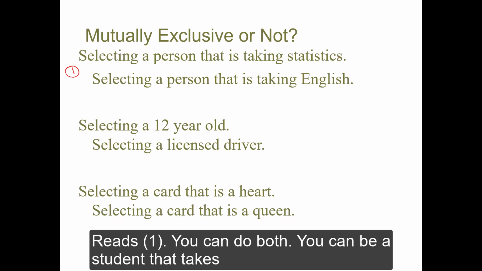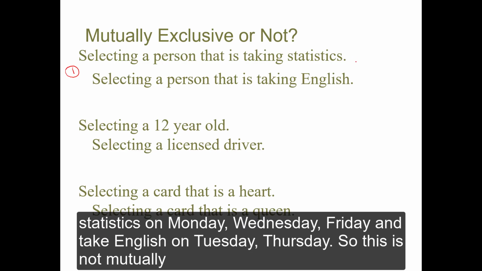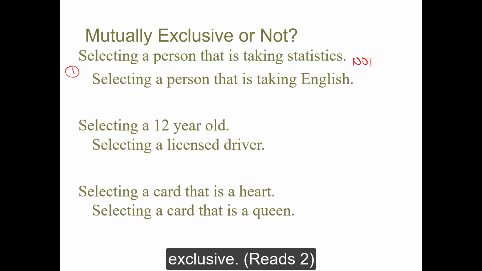Selecting a person that is taking statistics. Selecting a person that is taking English. Well, you can do both, right? You can be a student that takes statistics on Monday, Wednesday, Friday, and English on Tuesday, Thursday. So this is not mutually exclusive.